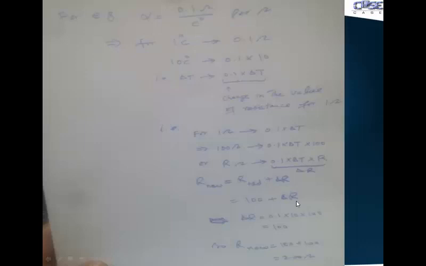So I can compute delta R with this relationship. Delta R is equal to 0.1 into delta T into 100. So it would be 100. So R new would be equal to 100 plus 100, which is 200. So after 10 degrees centigrade, the new resistance would become 200 ohm for a 100 ohm resistor with a temperature coefficient of 0.1.